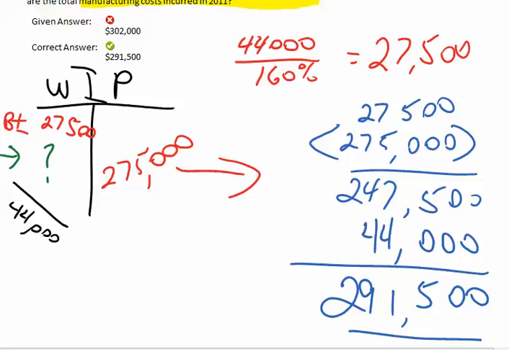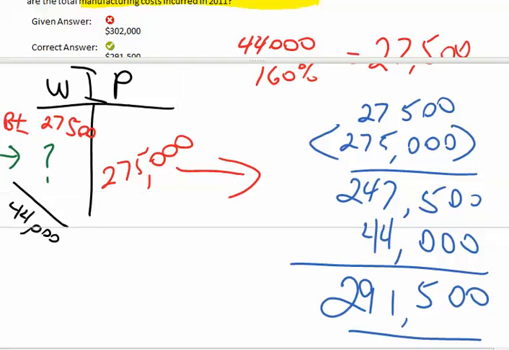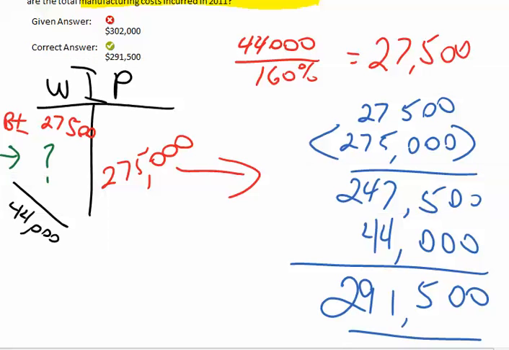So we started out with 27,500 here. You can see it right there. And we transferred out 275,000. If I subtract that, I'd have a negative number of 247,500. I need to have 44,000 left over because that's my ending inventory here. And so I add that, and that's how much I would have had to transfer in to make this balance.